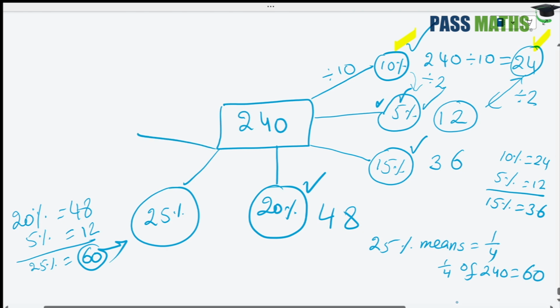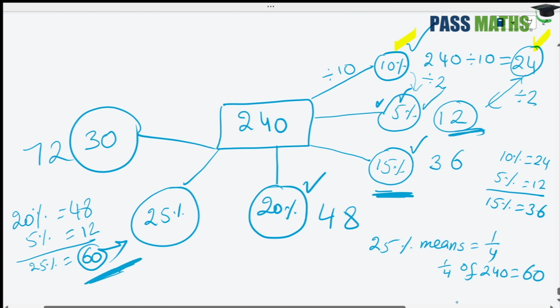Let's find out 30%. You can double 15%, that gives you 30%. So that will be 72. Or you can add 25% and 5% together, which gives you 72 again. It depends on how you want to work it out.